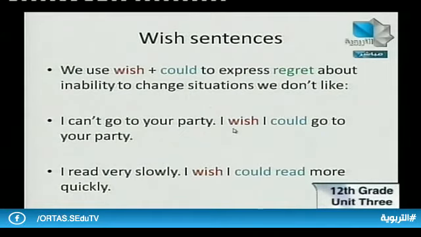This is very direct. It is inability. I can't. So could is a direct and straight answer. I read very slowly. I wish I could read quicker, or more quickly. Both of them are correct. Yes, of course, it's up to the students. A student can use his own words. Most importantly, our students have many tools here to express the wish sentence. It's up to them, and in the final exam, they are all accepted as long as they give the correct meaning.